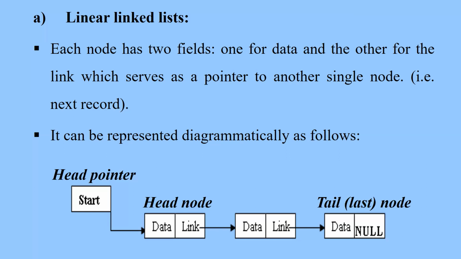So as you can see, each of the nodes or each record has the data, and one of the elements in it is a link, which ordinarily is a pointer. It is holding the memory address of the memory location where the next data or next record is going to be found.